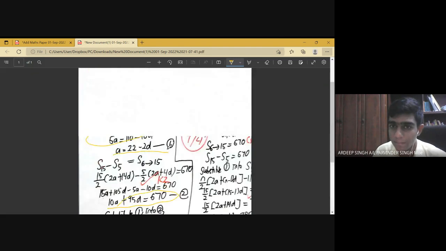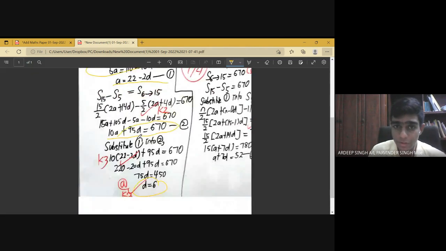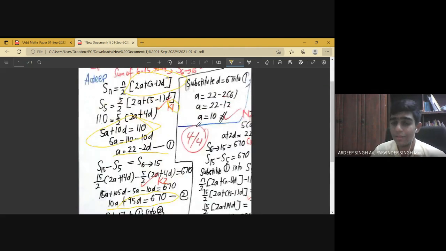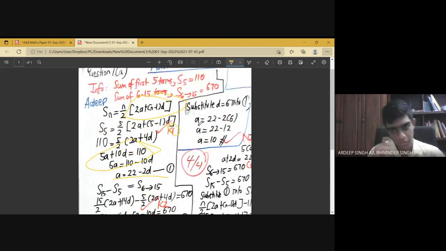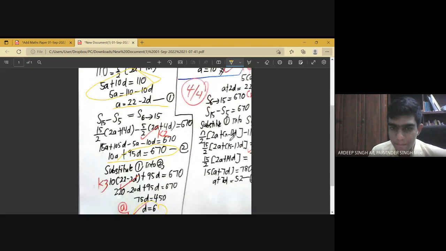Now after that, you substitute d equals 6 into equation 1, because you want to find a, the first term. So 22 minus 2 times 6, 22 minus 12, equals 10. So you get a equals 10 over there.